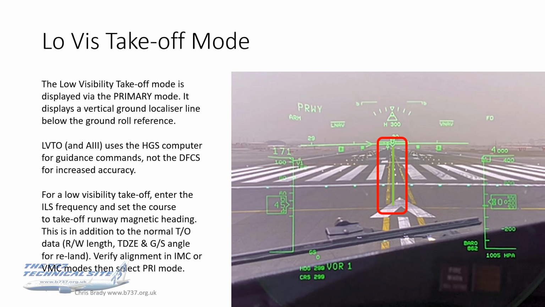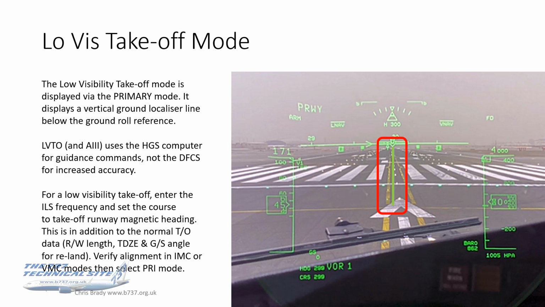Low-vis takeoff mode. This is actually displayed via the primary mode, so it's a subset of primary mode. It uses the vertical ground localizer line below the ground roll reference, which I've drawn on there. I don't normally Photoshop photos. I always avoid doing it, but I didn't have a photo of it, and I wanted to show you it. So that's it there inside the red box.